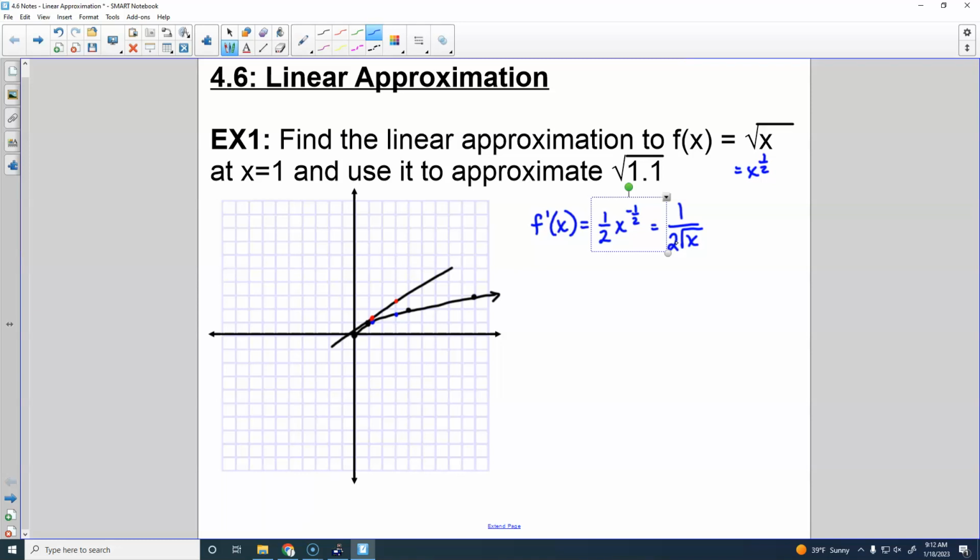What point do I need to plug in? What's my point of tangency? 1. So I'll do f prime of 1, which is 1 over 2 square root of 1, which is going to give us 1/2. That's our slope there, right? A derivative gives the slope of the tangent line. All right, so it's part of what I need for a tangent line. What else do I need?